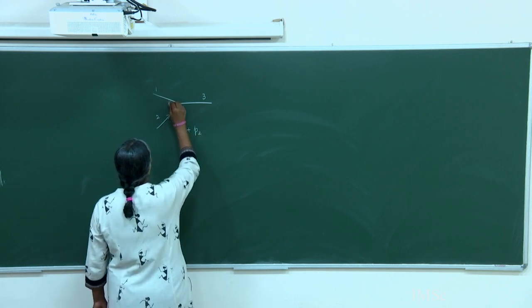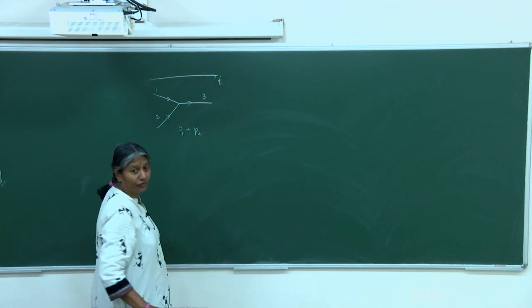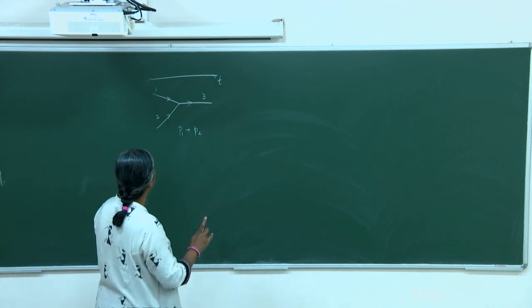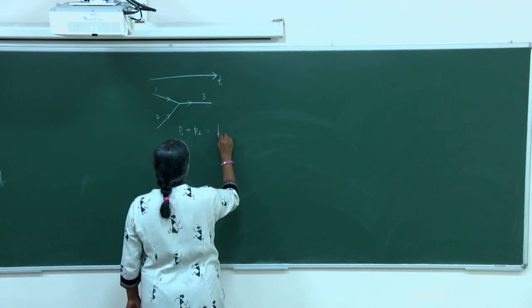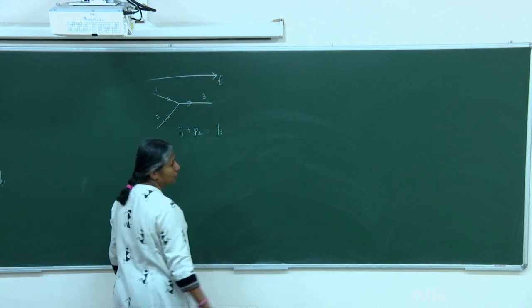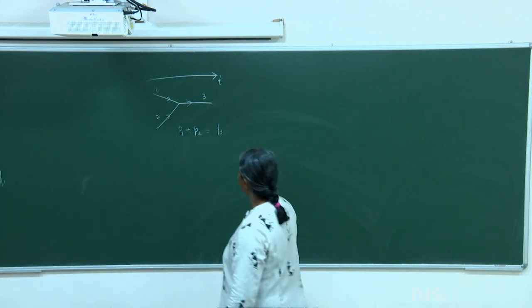So I have assumed arrows like this. For me, time always moves this way. Some people draw Feynman diagrams with time moving upwards, so this is always implicit for us. This is the time axis. So P1 plus P2 equals P3. Now you square both sides and you can see that. Let's square both sides.